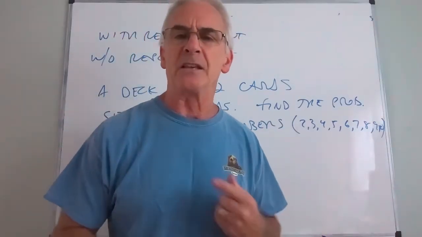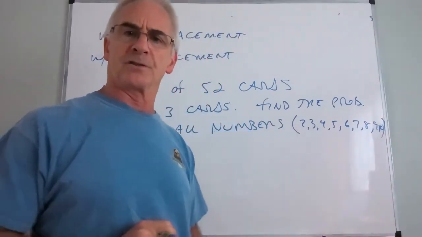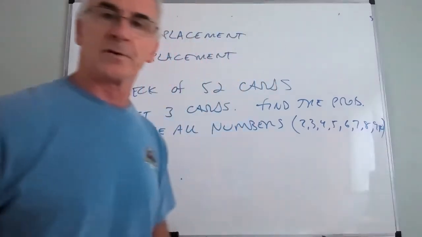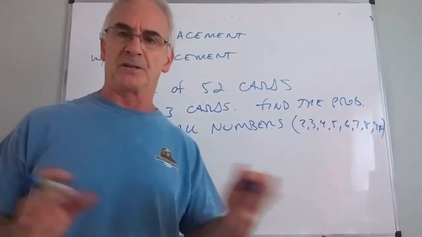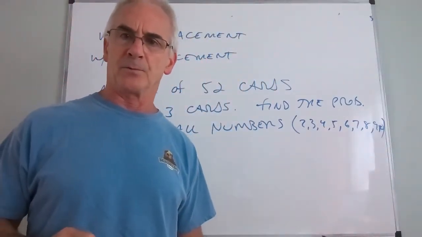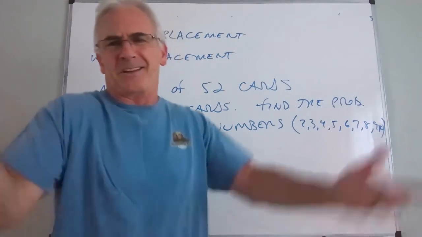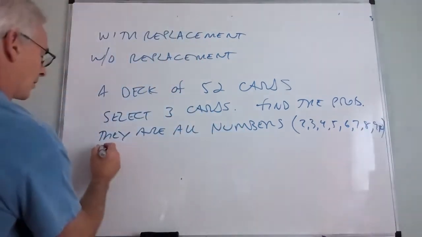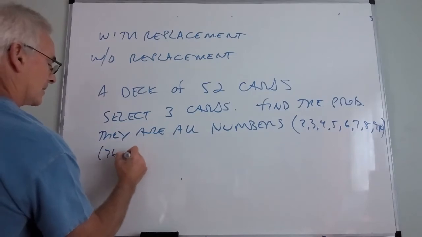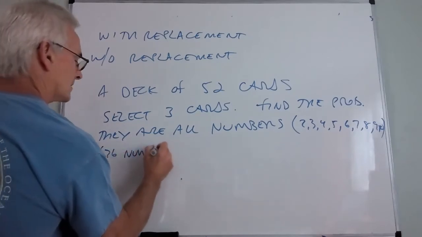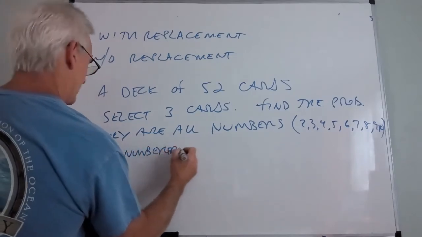So exactly how many number cards are there in a deck of cards? If there's 9 different numbers and 4 different suits, exactly how many of the cards in a deck are numbered? Anybody want to guess? It's not a guess. 36. 36, 9 times 4. Okay, so there are 36 numbered cards. So I want to select 3 cards.